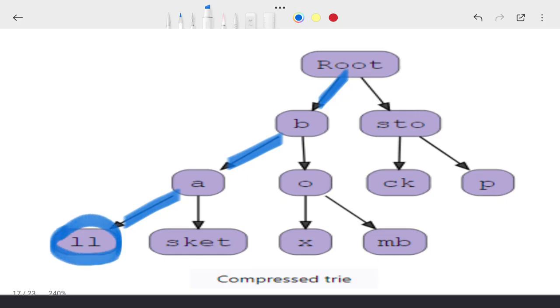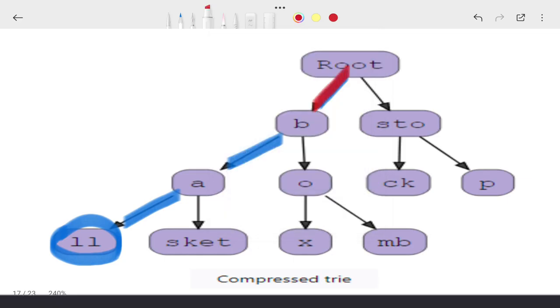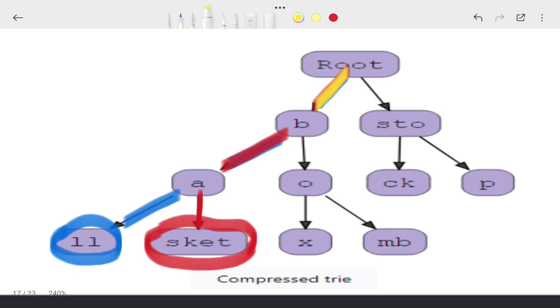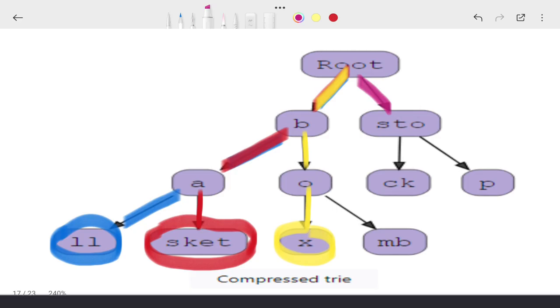Done. After that, another word. You should try this, it is very important. Another one, B, A, S, K, E, T, all written in one node. Another, suppose I have this one, B, O, X. I have written this one. Similarly, I have written STOCK and STOP.